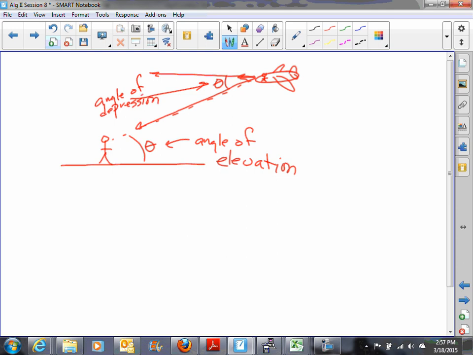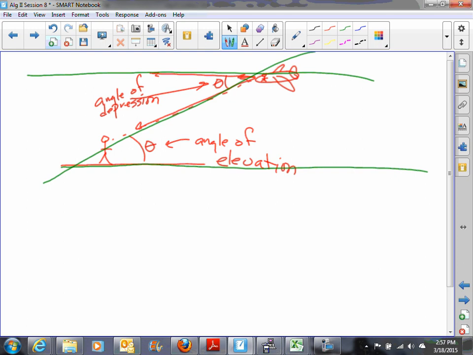Now, the truth is that the angle of elevation and the angle of depression should be the same because the horizon for you and the horizon for the pilot in the plane are parallel lines, and the angle of elevation and the angle of depression are alternate interior angles cut by a transversal between two parallel lines. So the angle of depression and the angle of elevation are effectively the same angle.